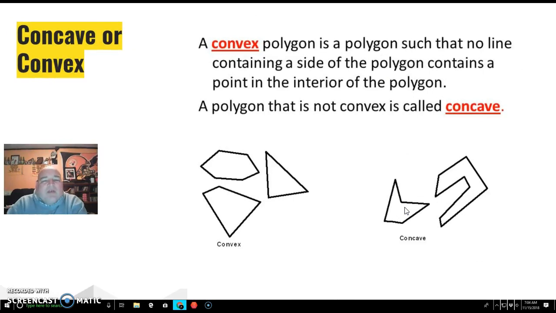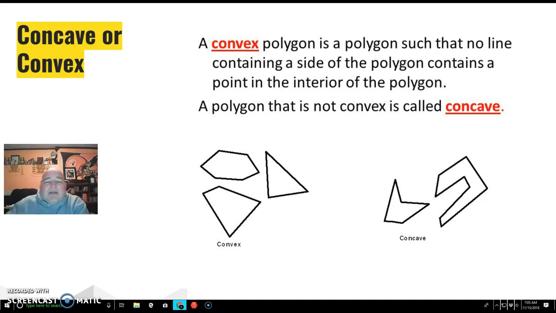An important concept we talk about with polygons is the concept of concave or convex. A convex polygon is a polygon such that no line containing a side of the polygon contains a point in the interior of the polygon. If it's not convex, it's concave.